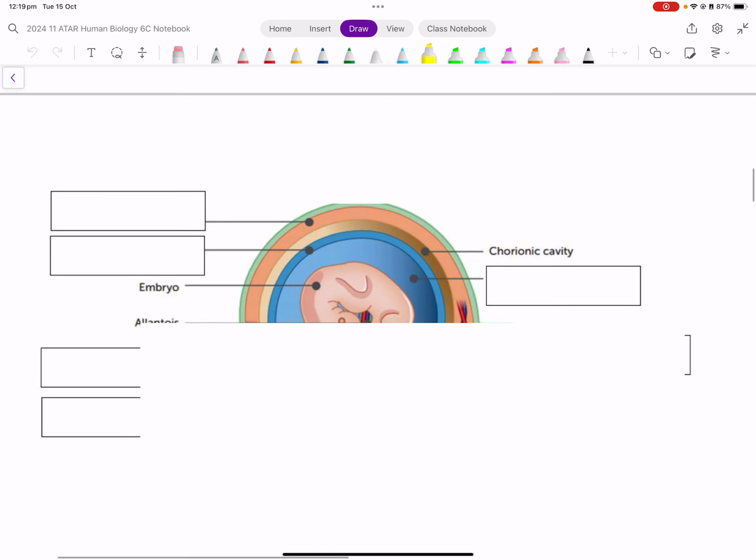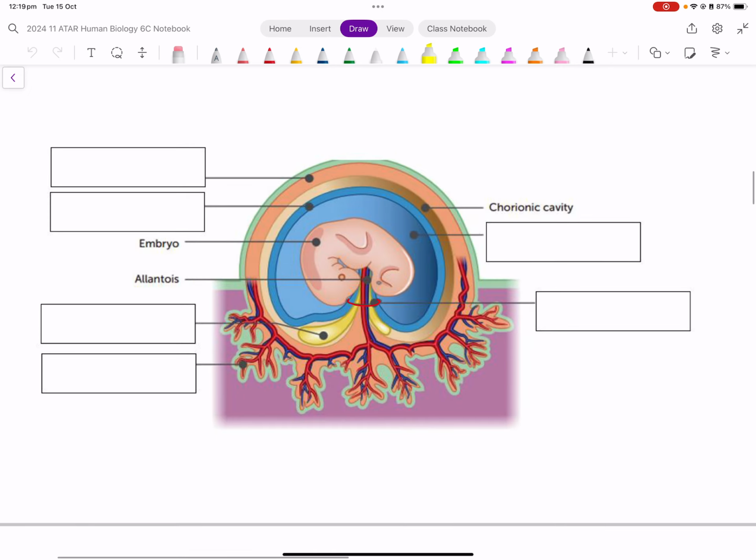And so what we'll do now is we'll label the diagram from your booklets and we'll fill in some of the blanks here. So the outermost layer protecting the embryo, and what goes on to develop into the placenta, is known as the chorion. Now, I'm going to jump down to the bottom on the left-hand side to highlight that this chorion extends around these blood vessels, these finger-like projections into the endometrium, and these finger-like projections are known as chorionic villi.